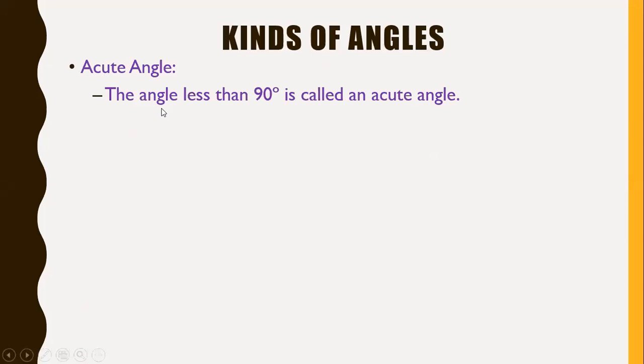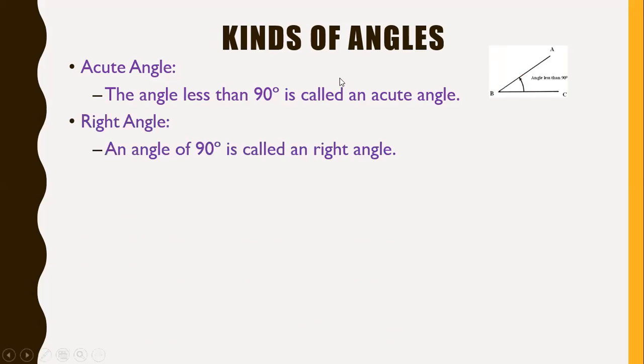Number one, acute angle. When the angle is less than 90 degrees, we call it an acute angle, like this. Here you can see that angle ABC or angle B is less than 90 degrees. Am I right? Here you can see that 90 degree. Where is 90 degree? If I draw an angle like this, there is a right angle. Now, when it is less than 90 degree, then it is called an acute angle.